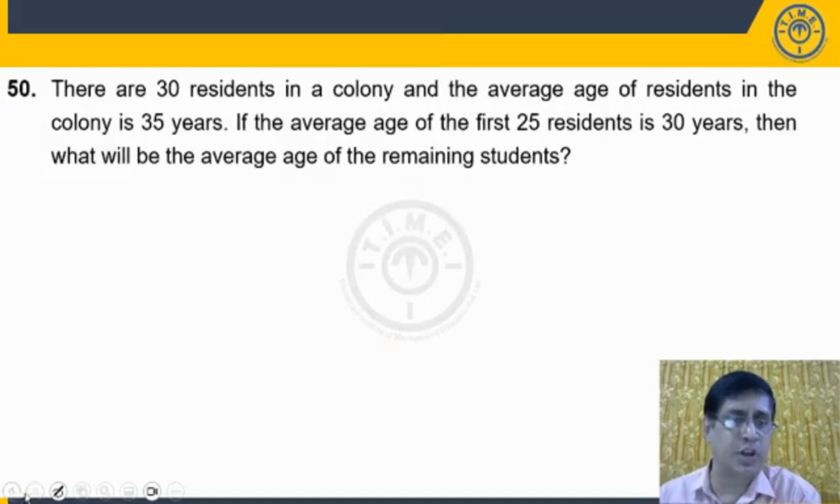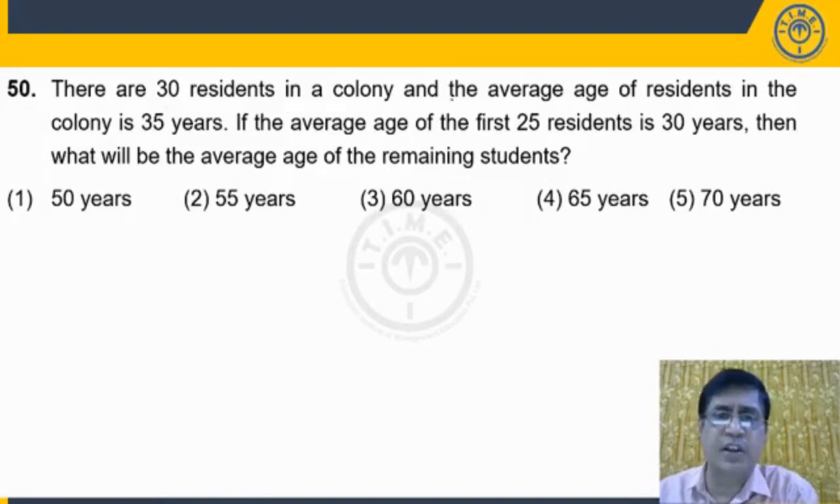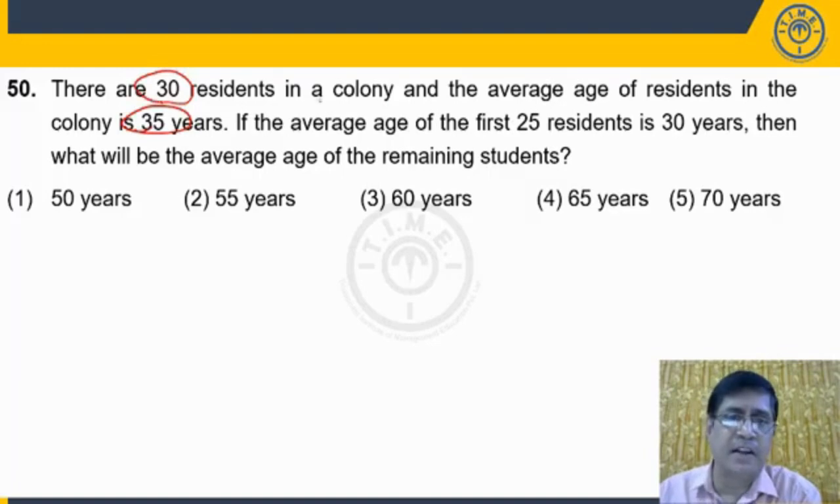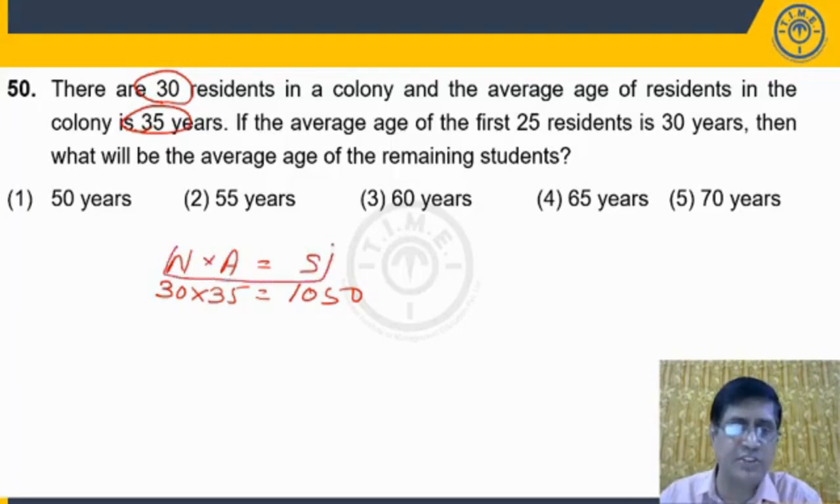Now, next question on your screen. There are 30 residents in a colony. The average age of the residents in the colony is 35. 30 residents, average is 35. The product of these two is the total, that is 30 into 35, which is 1050. What I am doing here is multiplying the number with the average to get the sum.